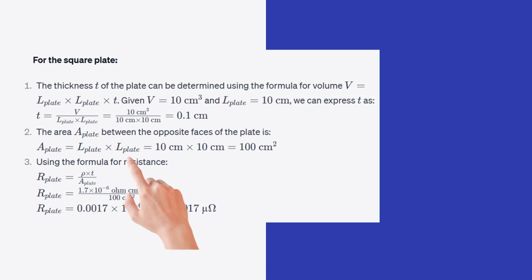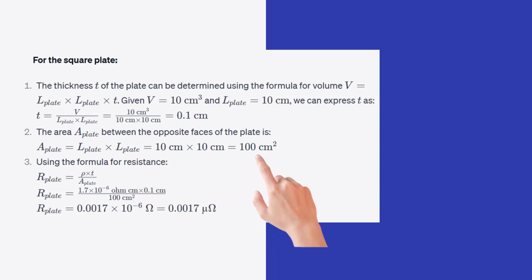The area of the plate between the opposite faces is area equals length of the plate into length of the plate, meaning area of a square is a square. Like that, area of the plate equals length of the plate square. We know that the length of the plate is 10 centimeter. Therefore, the area of the plate we will get is 100 centimeter square.